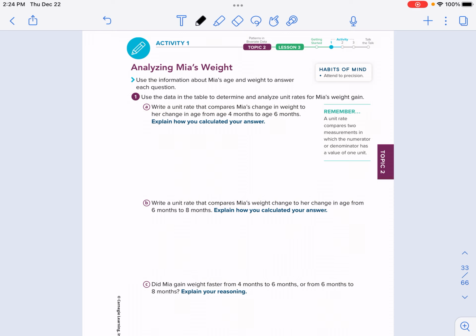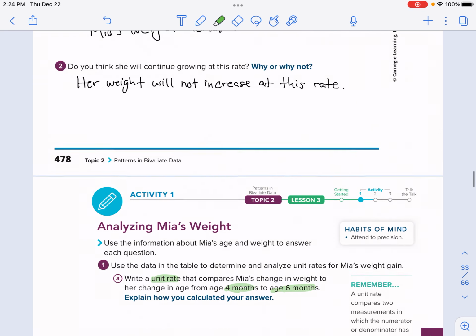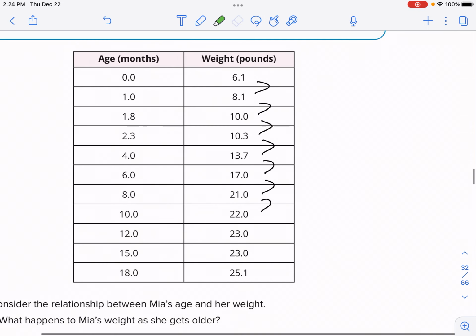Okay. So use the information about Mia's age and weight to answer each question. For number 1, use the data in the table to determine and analyze unit rates for Mia's weight gain. And number 1A, write a unit rate that compares Mia's change in weight to her change in age from these two ages, 4 months to 6 months. So unit rate, first of all, let's find from 4 to 6 months, and we'll talk about unit rate after that.